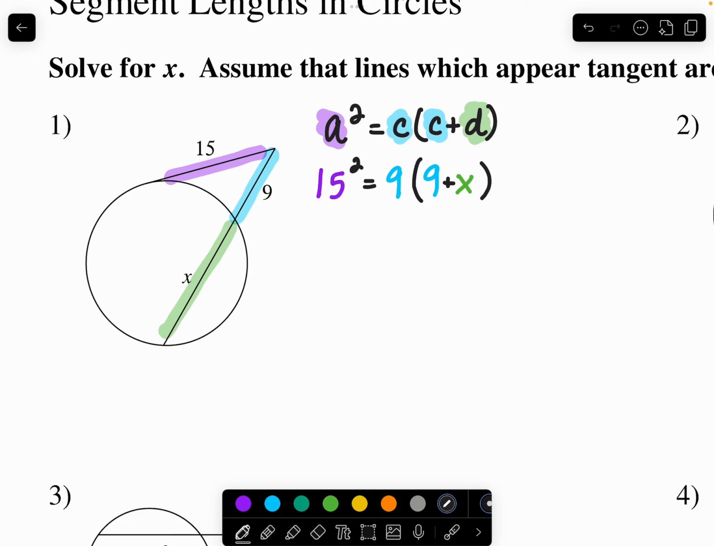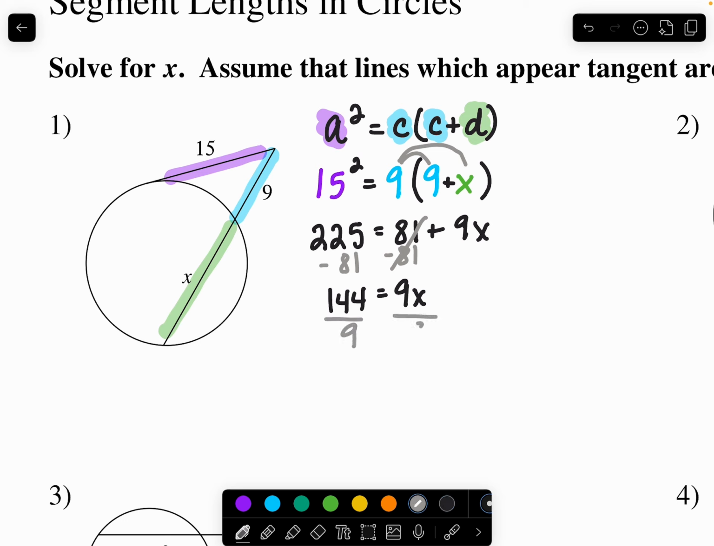And we're just going to solve for x. So we'll start by squaring 15, which is 225. And then we're going to distribute the 9 because we can't add 9 and x. So that'll be 9 times 9 is 81. Then 9 times x is 9x. Then we'll subtract 81 from both sides. That'll give us 144 equals 9x. And then we divide both sides by 9. We get x equals 16.